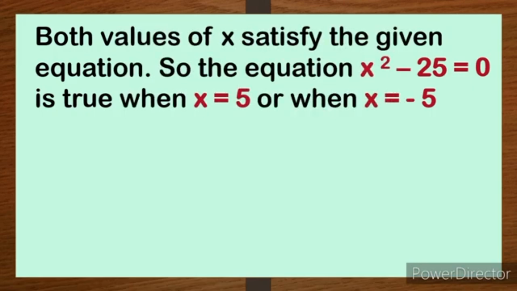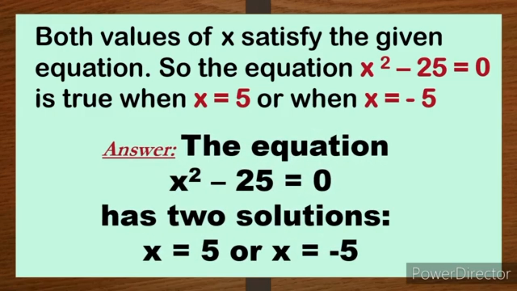Both values of x satisfy the given equation. So the equation x squared minus 25 equals 0 is true when x equals 5 or when x equals negative 5. Therefore, our answer, the equation x squared minus 25 equals 0, has two solutions. They are x equals 5 or x equals negative 5.